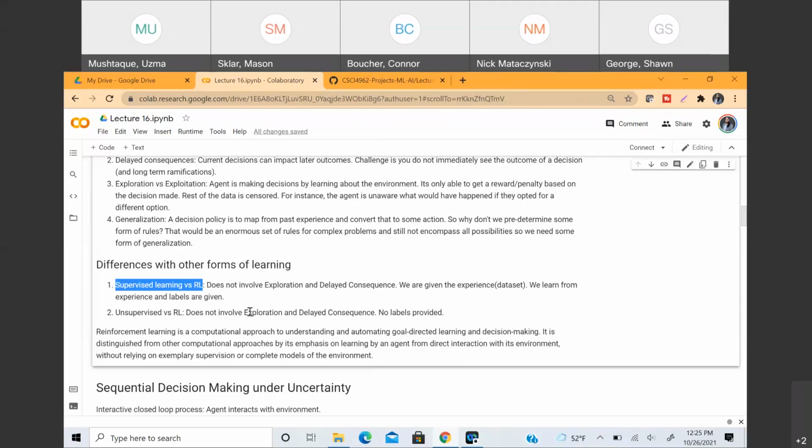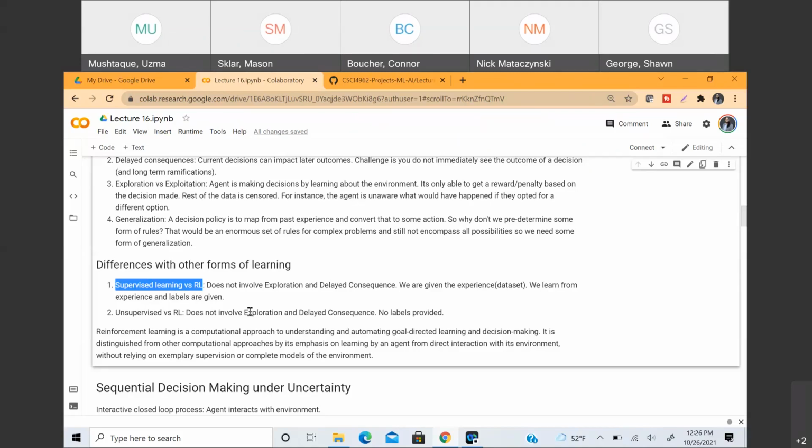But if we think about reinforcement learning, we have this goal-directed learning and decision making. We are continuously making decisions, which we never do in any of the other paradigms of learning. We are making decisions because we want to reach some goal, and we want to maximize the value we derive from this set of decisions that we make.